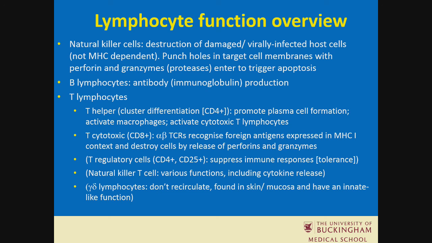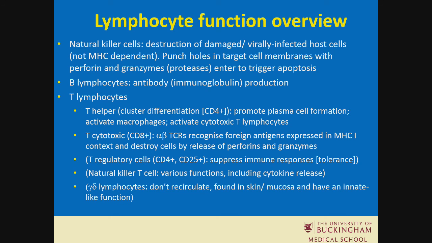T helper cells, and again these are the populations that get impacted in HIV, help B cells turn into plasma cells and produce immunoglobulins, they activate macrophages, and they're also involved in modulating cytotoxic responses. CD8 cells recognize foreign antigens expressed in an MHC1 context. They won't kill a foreign cell unless it has been engulfed by a macrophage, so they have self and non-self antigens. And they do it by punching holes in the cell, putting in granzymes containing proteases.